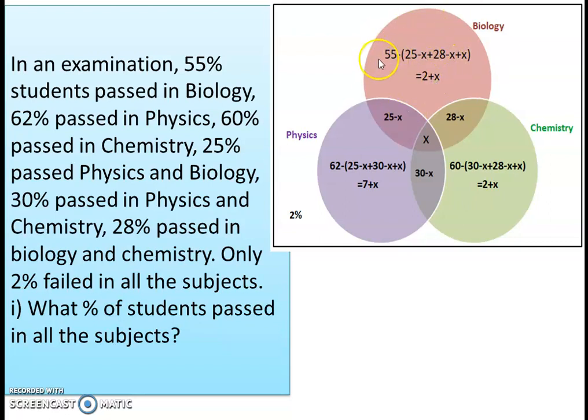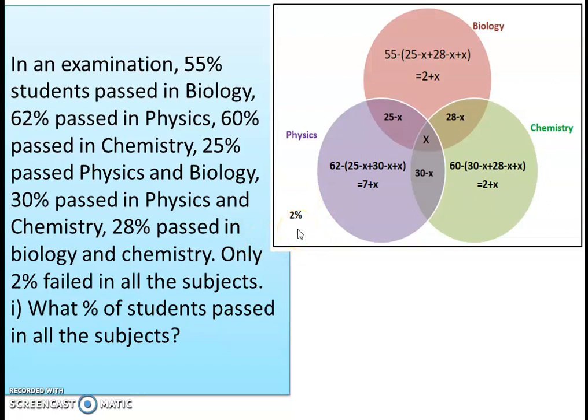So biology is 55%. When we subtract this part and this part from 55, it will give the percentage of students who passed in biology only. In similar fashion, we can calculate the physics part and the chemistry part. Now we know 7 plus X percentage of students passed in physics only, and 2 plus X percentage of students passed in chemistry only. Now 2% of students failed in all subjects.